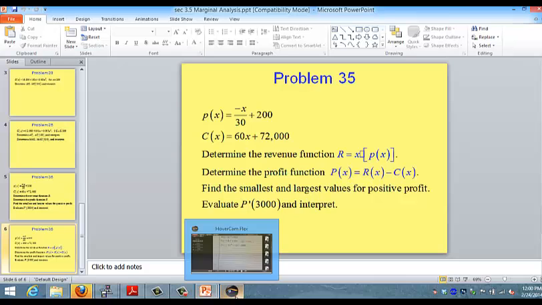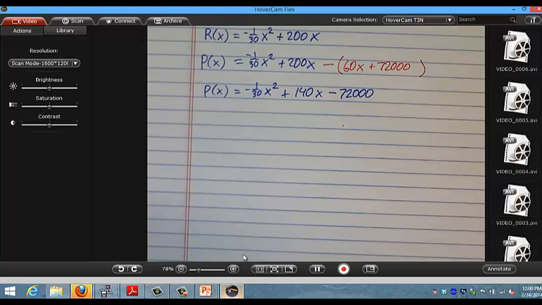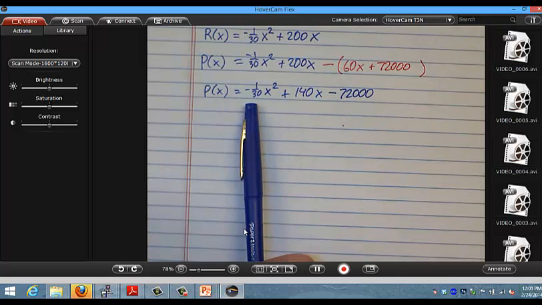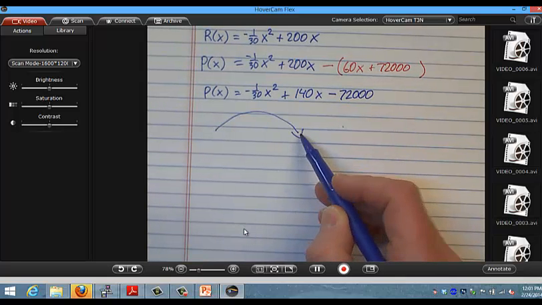That may be confusing. Find the smallest and largest values for positive profit. You guys, what would the graph of the profit function look like? A parabola. Opening which way? Downward. It opens downward because that's negative, right? Mm-hmm. So my picture is something like this.